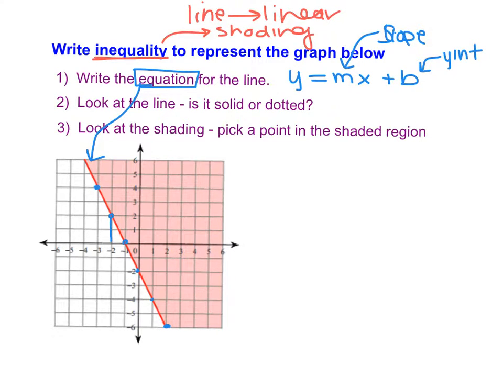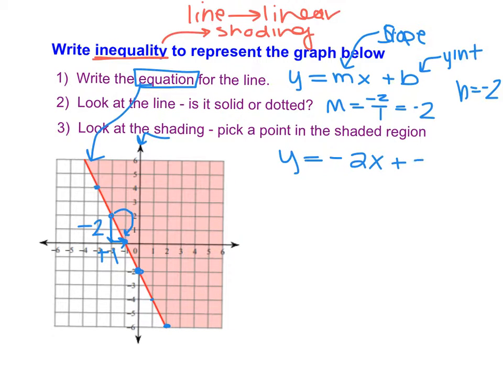Here, if I go from this point to this point, I notice that vertically I'm going down 2, and horizontally I'm going in the positive right direction 1. So my slope is negative 2 over 1, or just negative 2. Then my y-intercept is the point where I cross the y-axis. That's this point right here. So my y-intercept value is also negative 2. I can start by writing my equation, which is y is equal to negative 2x plus negative 2.